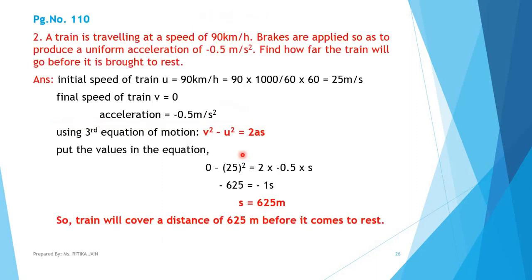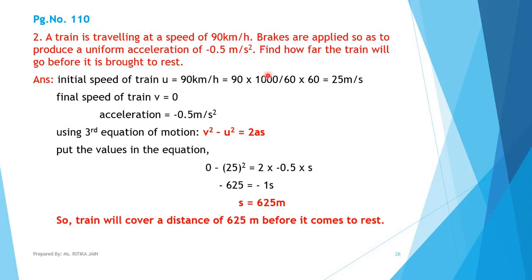Okay. Now question number second. A train is travelling with a speed of 90 km per hour. So this 90 km per hour is the initial speed. Okay, but the unit is kilometer per hour and the SI unit of speed is meter per second. So we will convert this 90 km per hour into meter per second. On conversion we will get 25 meter per second. Brakes are applied so as to produce a uniform acceleration of minus 0.5 meter per second square. Write down the value of acceleration.